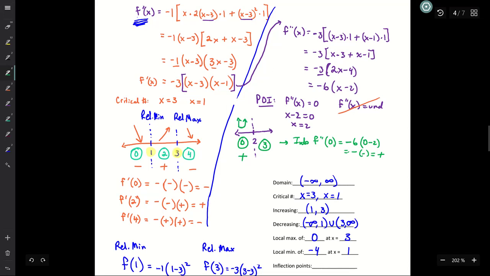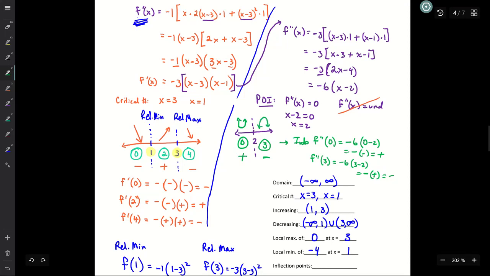All right, and then if I do f double prime at 3, that's going to give me -6 times 3 minus 2. That's going to give me a negative multiplied by a positive, which is negative overall. This negative here means that it's going to be concave downward.